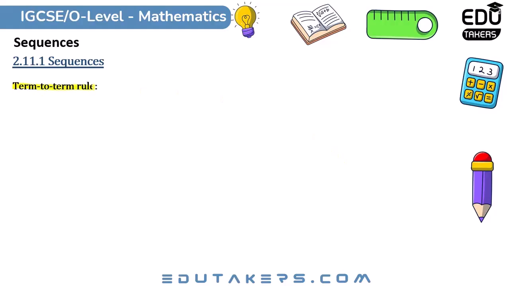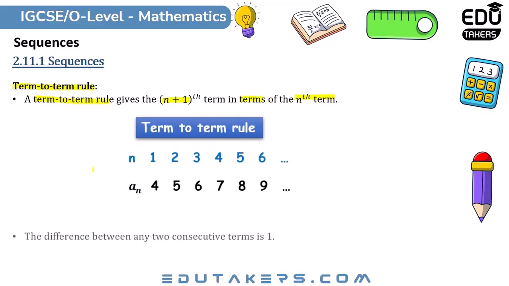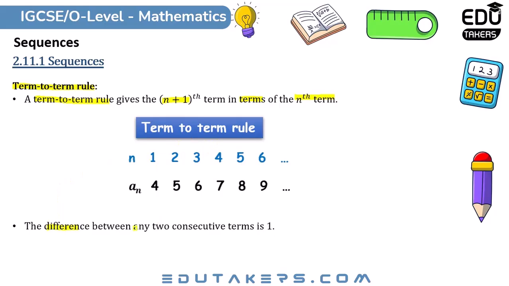Next is term to term rule. A term to term rule gives the n plus 1th term in terms of the nth term. For example, a sequence is given. The difference between any two consecutive terms is 1. So the term to term rule is a n plus 1 minus an equals 1, or we can write it as a n plus 1 equals an plus 1.